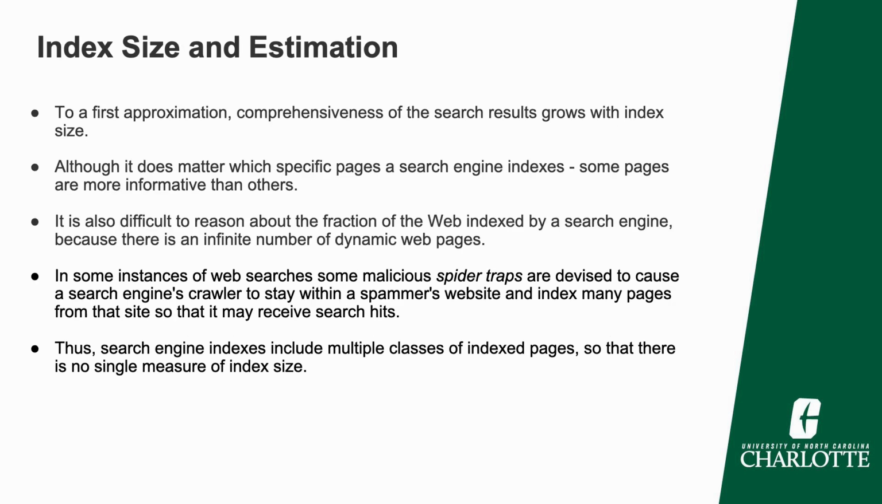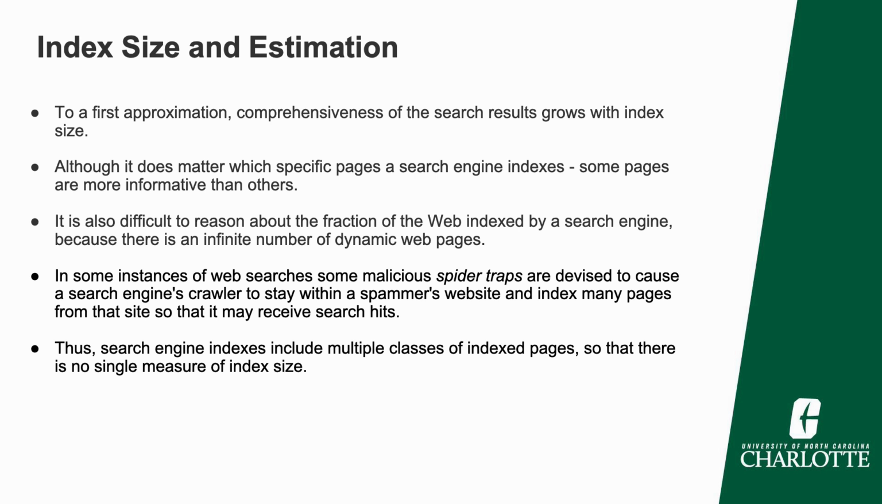The next thing in web search basics is index size and estimation. A search index is a body of structured data that a search engine refers to when looking for results that are relevant to a specific query. Comprehensiveness, or the clarity of a search result, grows with index size. Although it does matter which specific pages a search engine indexes, some pages are more informative than others.